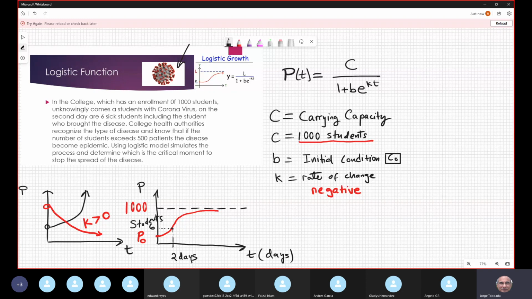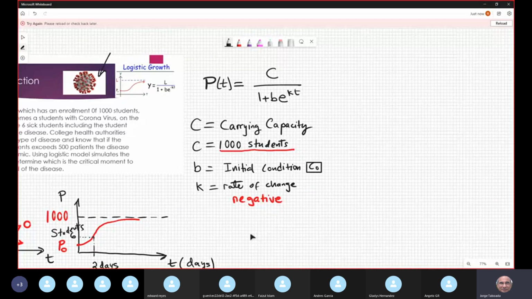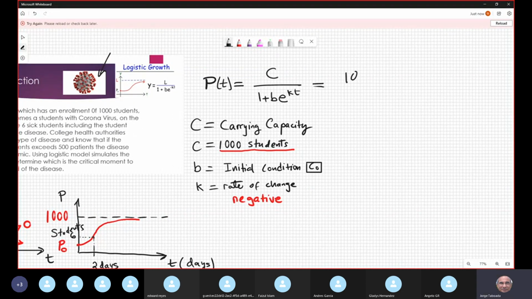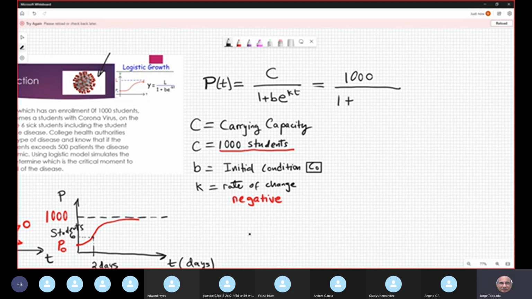So I know that my formula is this. I know that in our specific example we have 1,000 over 1 plus B, which I don't know what B is, e to the kt.